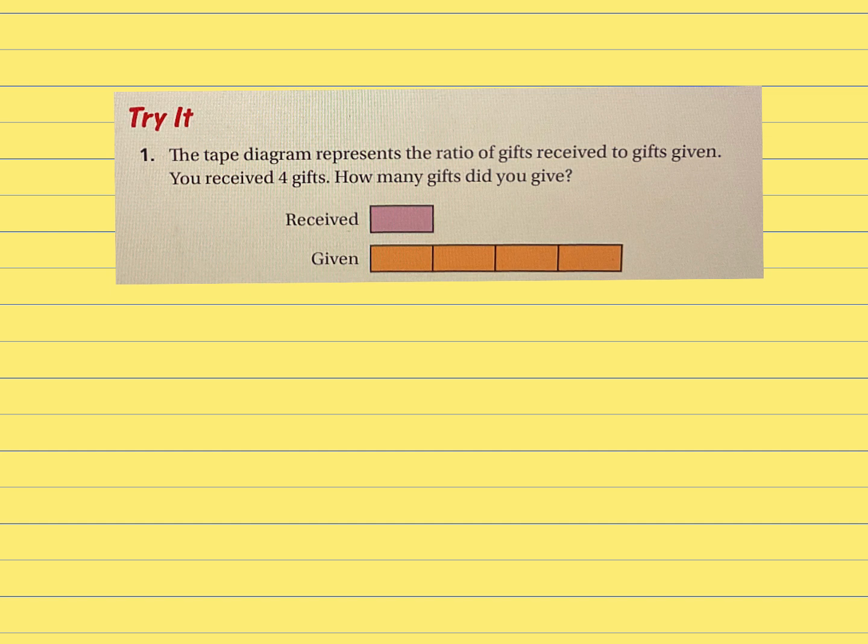All right, hopefully you gave it a try. Basically, if you received 4 gifts, how many gifts did you give? That means that this is equal to 4, and so is this, and so is this, and so is this. And we know that 4 times 4 equals 16. So how many gifts did you give? We gave 16 gifts, would be our answer.